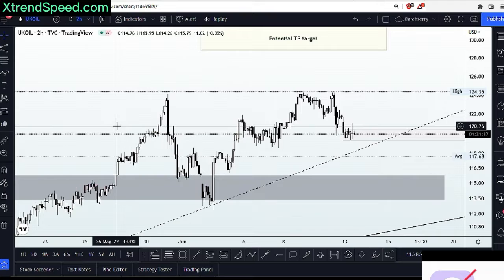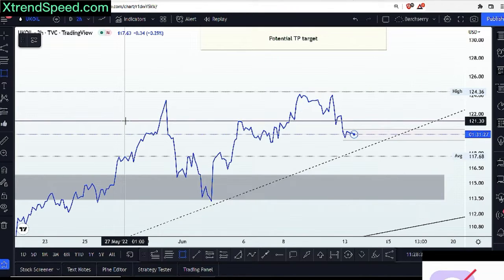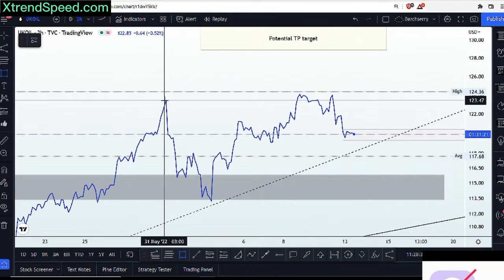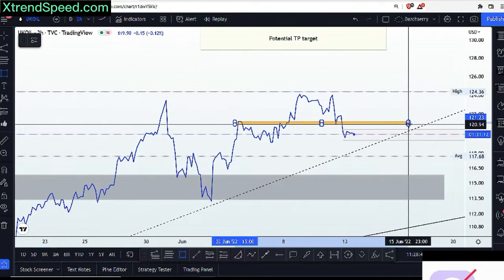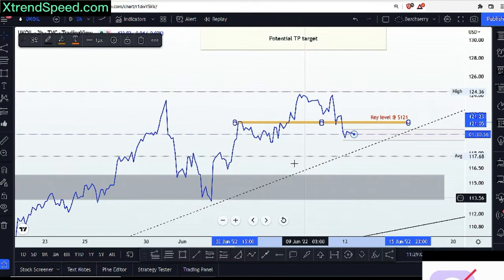So the first thing we want to do here is to identify a key level that will guide our action going into the new week. So the first thing we'll do here is to look left. We have one here and we have another one here. So we want to be choosing $121 area. Yes, I think $121 area is most appropriate at this point. So let's label this. So we have a key level at $121. So that's that.